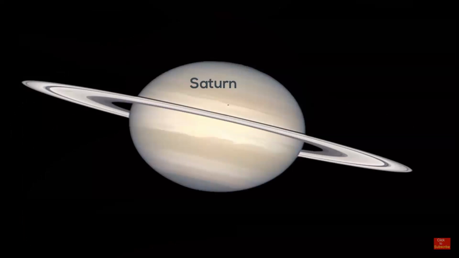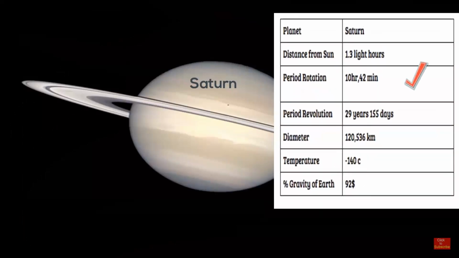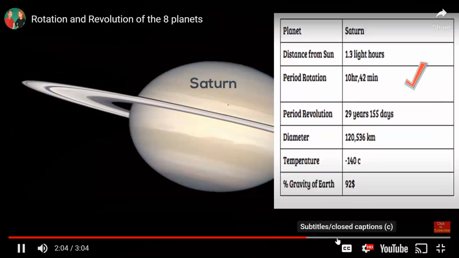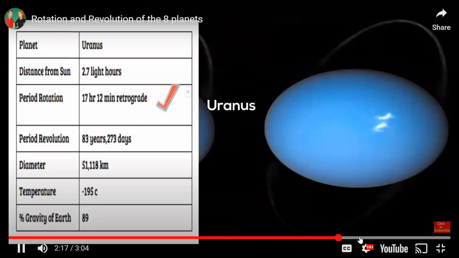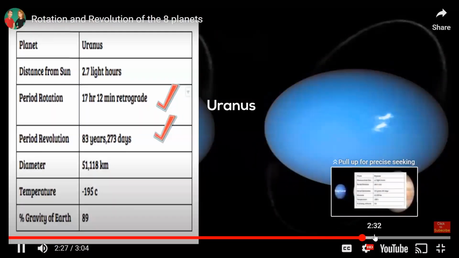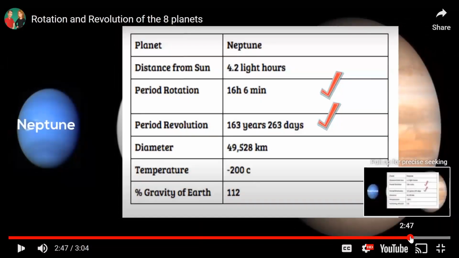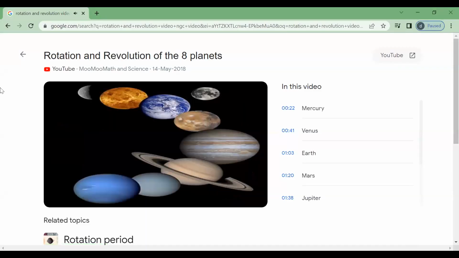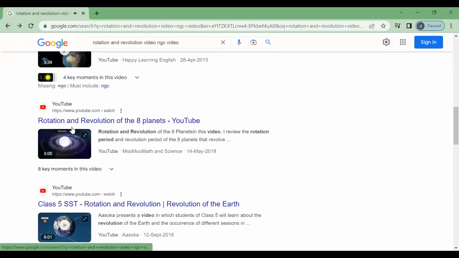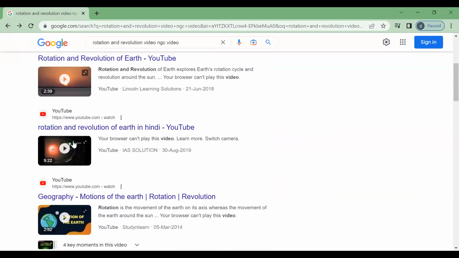Saturn, period of rotation, 10 hours, 42 minutes. Period of revolution for Neptune. Please understand. So there we go, the period of revolution and rotation for the 8 planets. Thank you. Let us understand the general meaning of the word rotation. You know what is rotation and revolution, na?